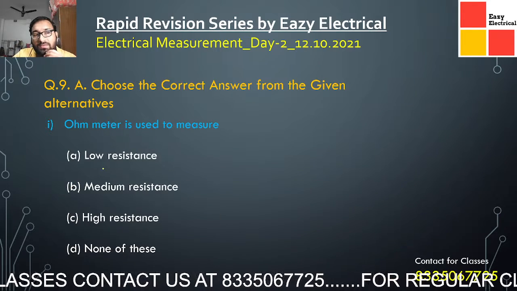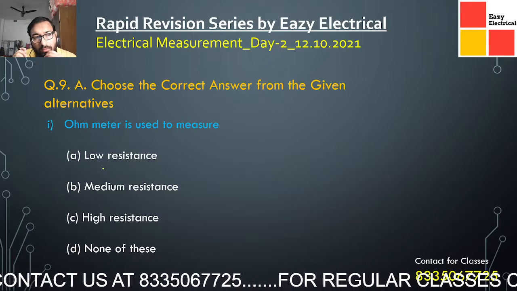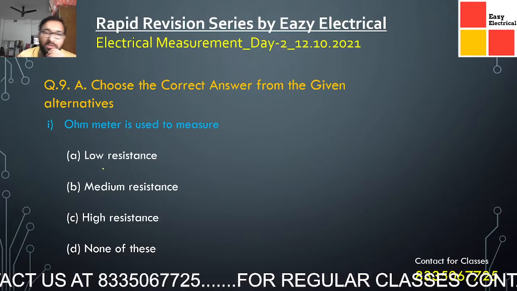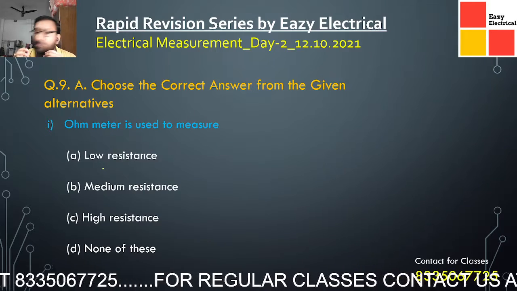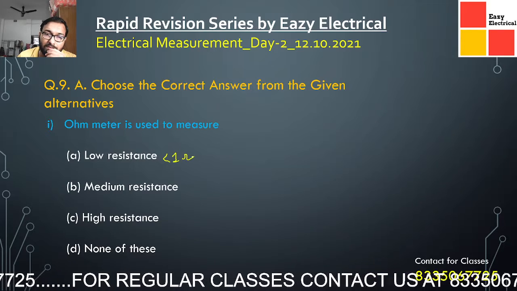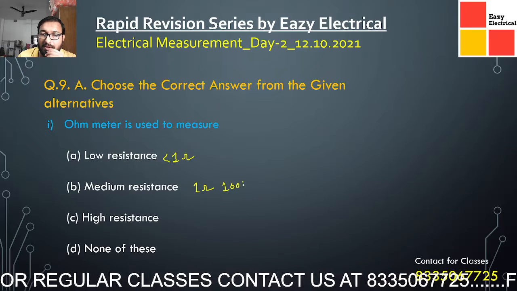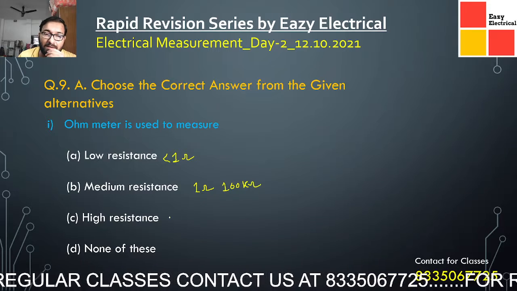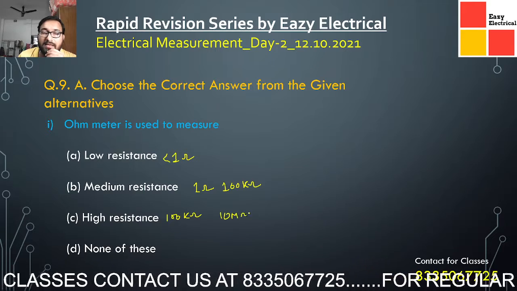Now coming to the next question, the ohm meter is used to measure. A small thing we must know is the classification of low resistance, medium resistance, and high resistance. Low resistance is where the resistance values are less than 1 ohm. If it is 1 ohm to 100 kilo ohms, we call it medium resistance. And if it is 100 kilo ohms to, say, 10 mega ohms, we call it high resistance.